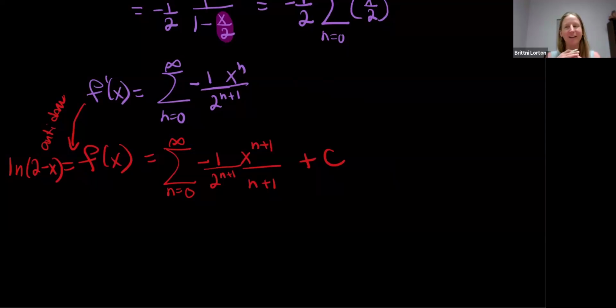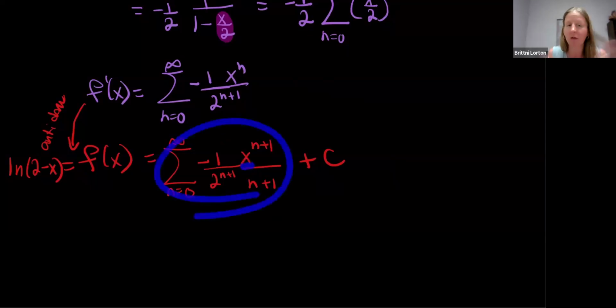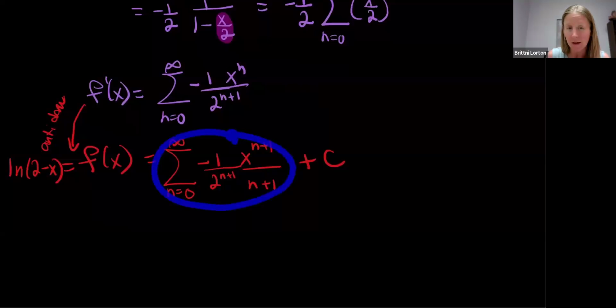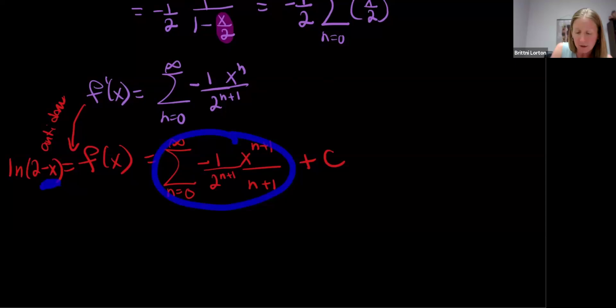So I always recommend that you just plug in x equals 0, or really whatever the center of that power series is. And in this case, the center was 0. We were working with the geometric series. So if I plugged in x equals 0, then all of these x's are going to go to 0.